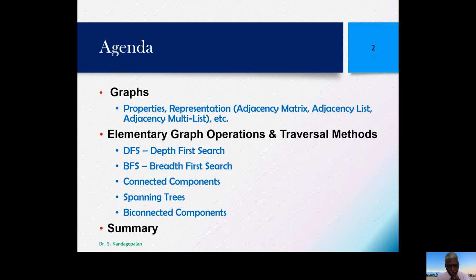And coming to the representation, because we have to store the graph in the memory in a particular form, so that it can be accessed and processed for a specific application wherever the graph data structure is really useful. So we have three methods: adjacency matrix, adjacency list, and adjacency multi-list. Now these are the three ways of representing a given graph.